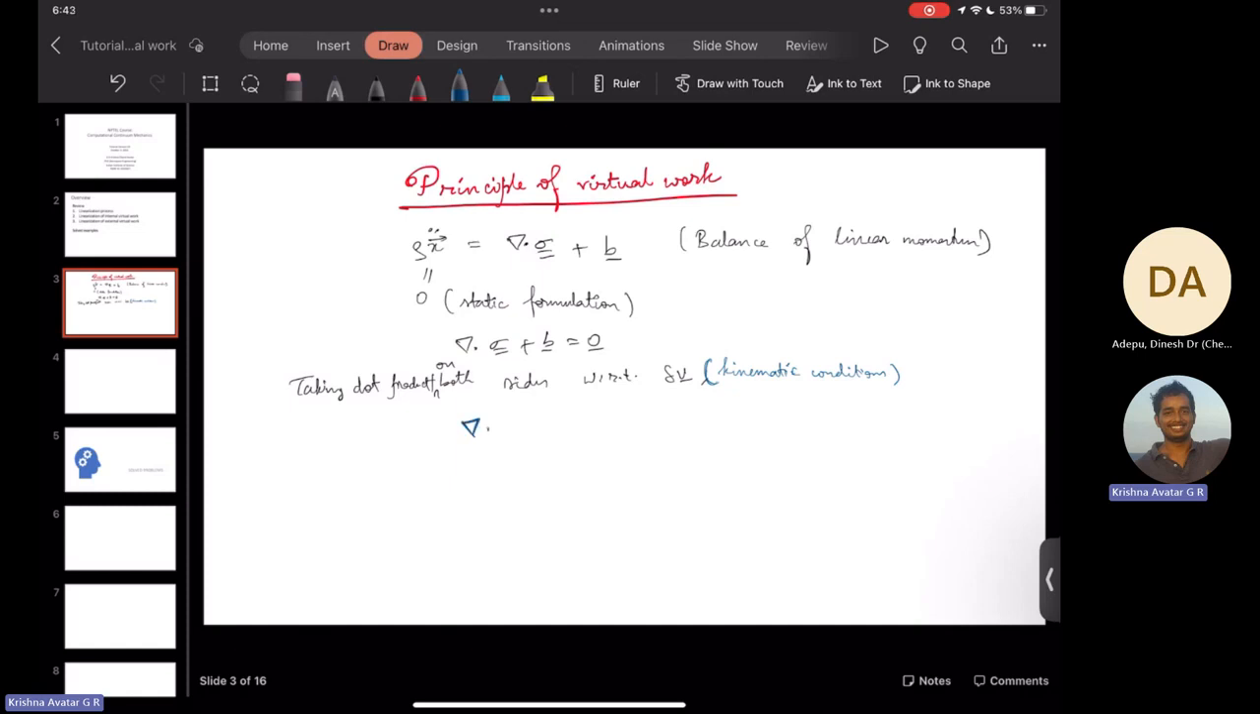Now all that we need to do is take the divergence of sigma plus B vector, take the dot product with this delta V. Here we are considering this to be a virtual velocity, as the course has taken it in this manner. Otherwise, when we talk about internal work, we actually take the variation of the displacement, not velocity.